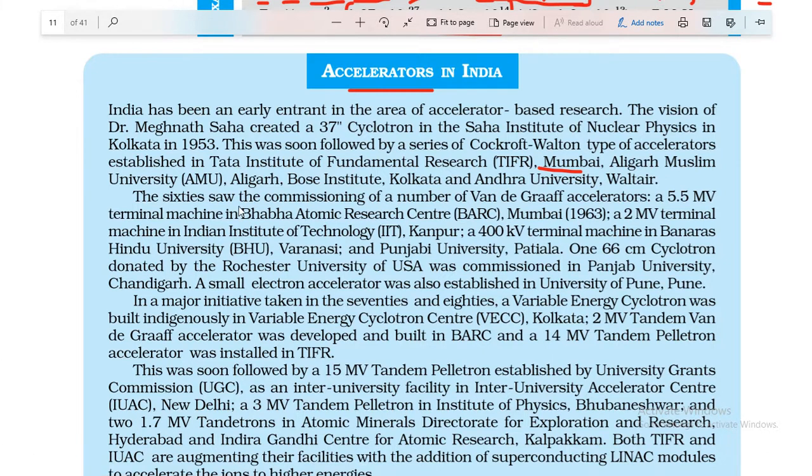The 60s saw the commissioning of a number of Van de Graaff accelerators, a 5.5 MV terminal machine in Bhabha Atomic Research Center, BARC, also in Mumbai, in 1963.